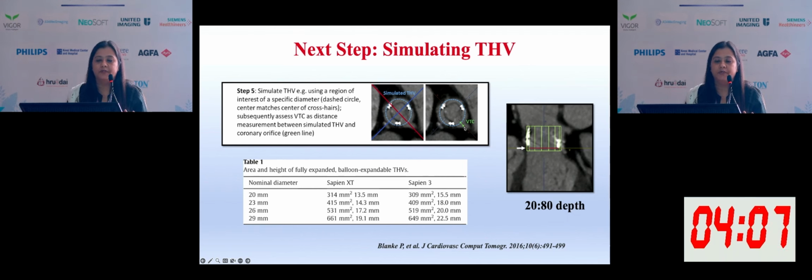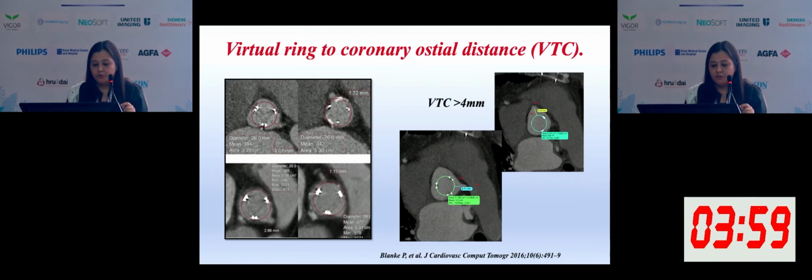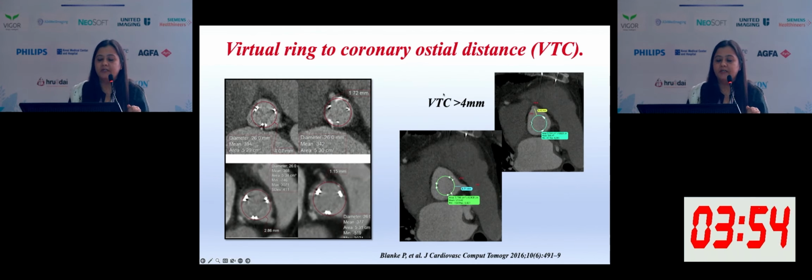This is called your virtual prosthesis to coronary distance, the VTC. It is also called TVC in some cases. Now, with a virtual ring to coronary distance of more than 4, the risk of coronary artery occlusion is very low. If it is lower than that, the risk of coronary obstruction is higher.